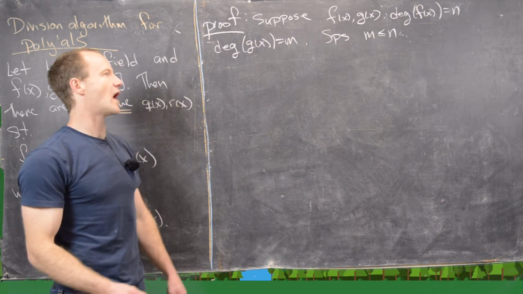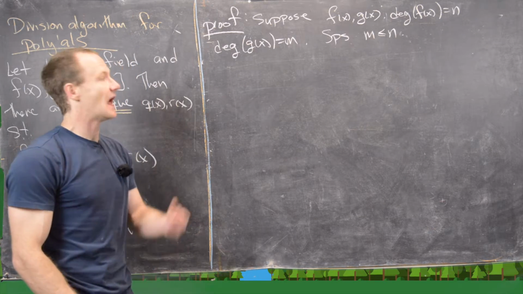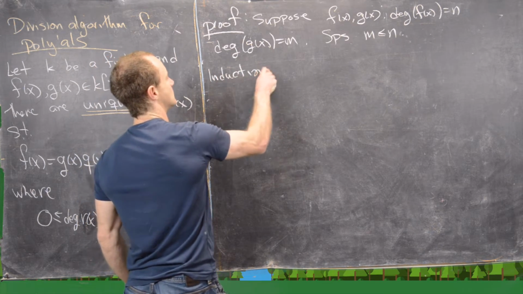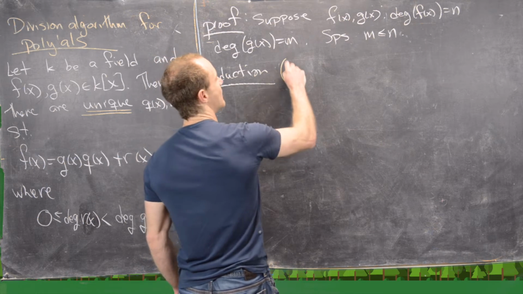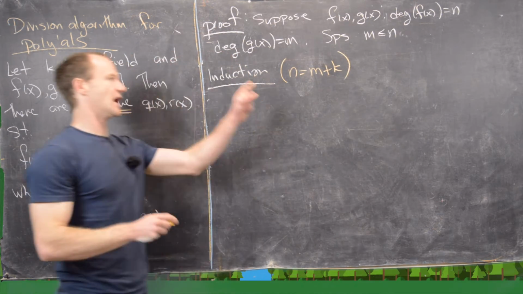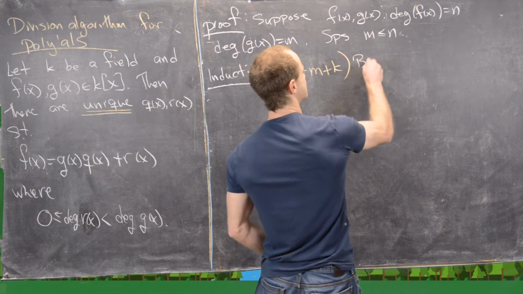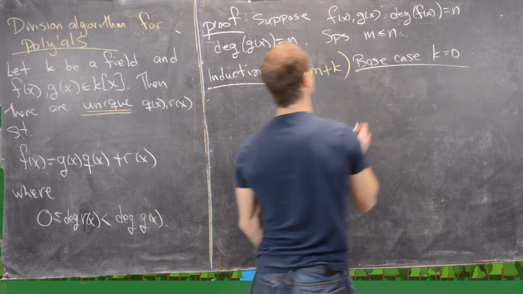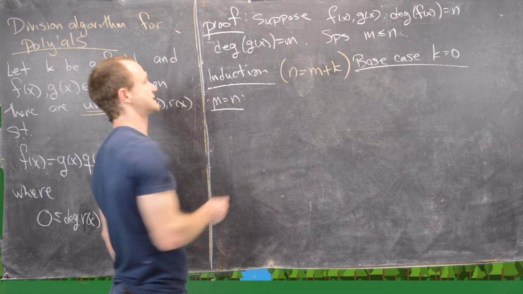Okay, we've argued why the only interesting case is when m is less than or equal to n, and we're actually going to proceed by induction. And the way you want to think about it is like this. n is equal to m plus k. So we're moving that k up. So our base case is going to be obviously the k equals 0, or the m equals n case.